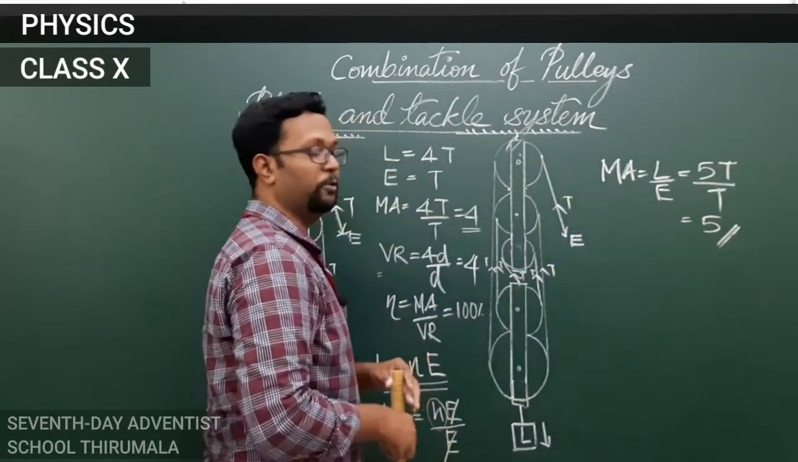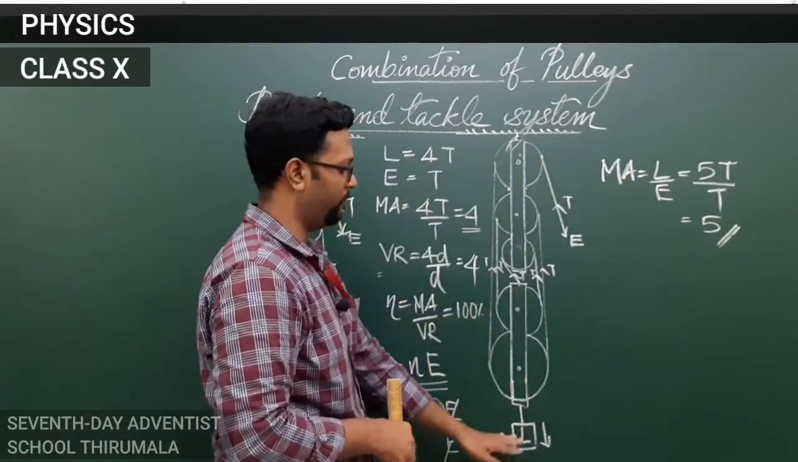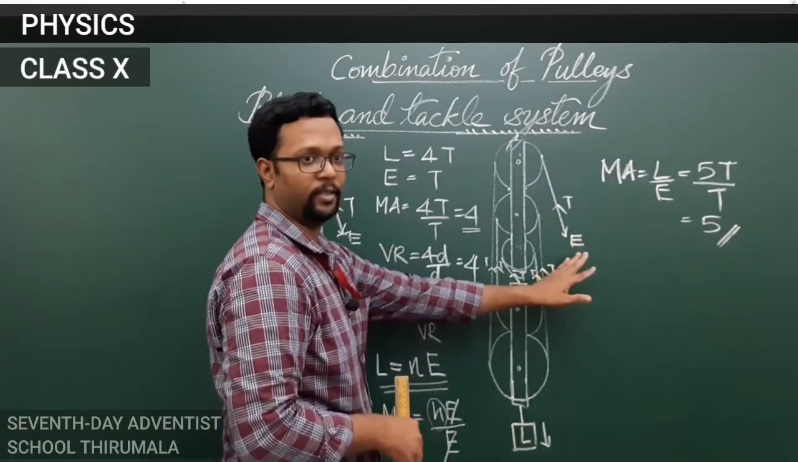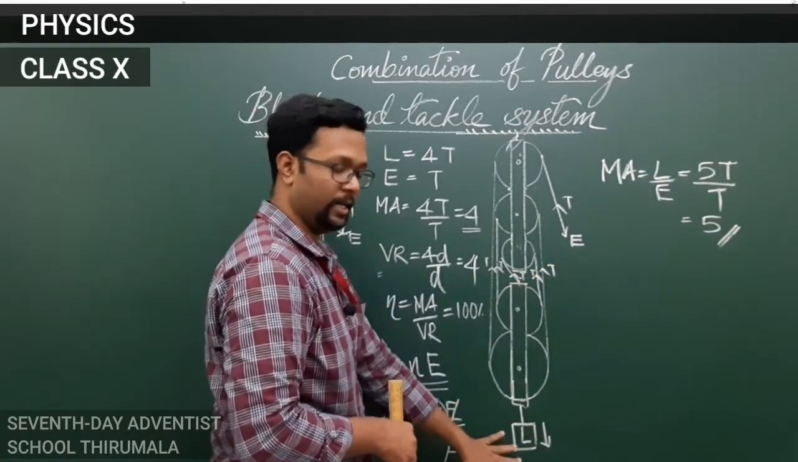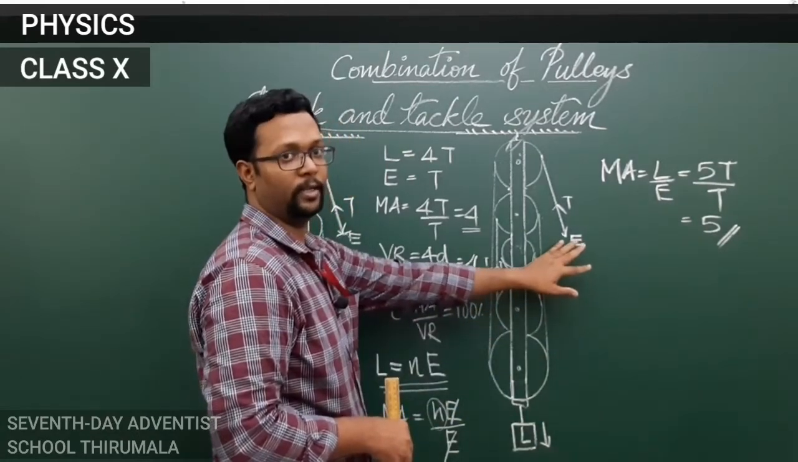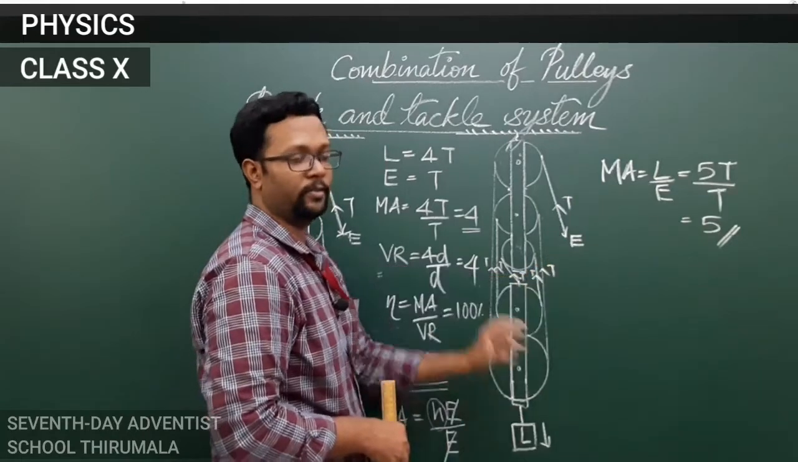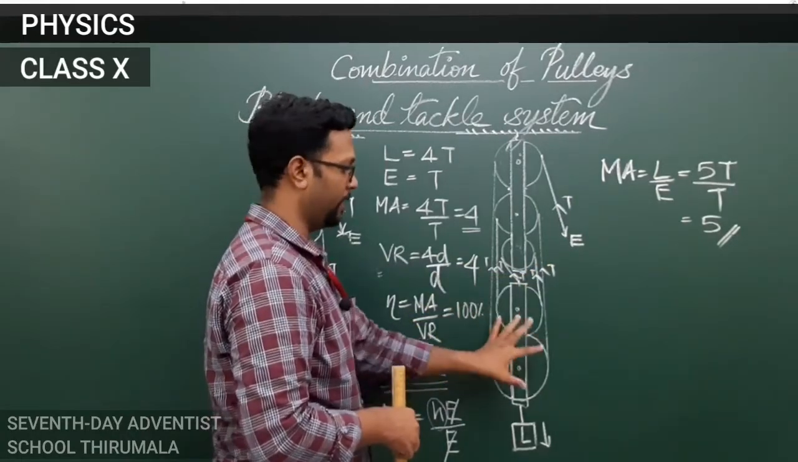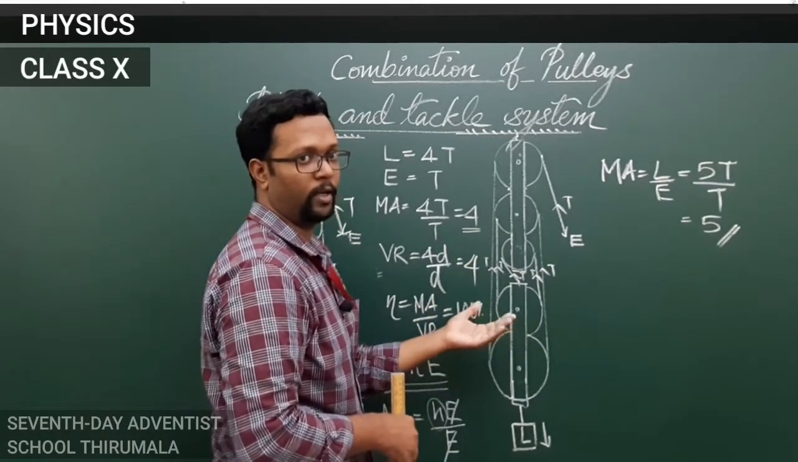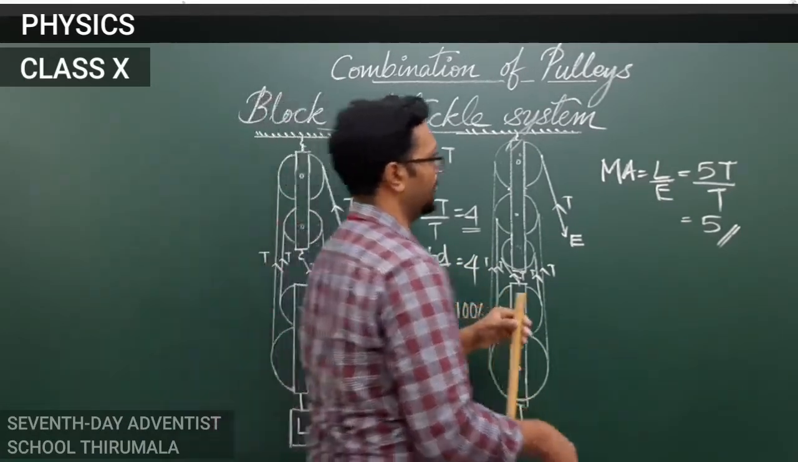That means you need to give only 1/5 of the mass of the load as the effort. So if the load is 100 kilogram force, then you need to apply only a force of 20 kilogram here in the effort side to lift this. But there are some problems like the mass of this movable block, the mass of the string, and the friction. To overcome that, you have to give some extra more than that.